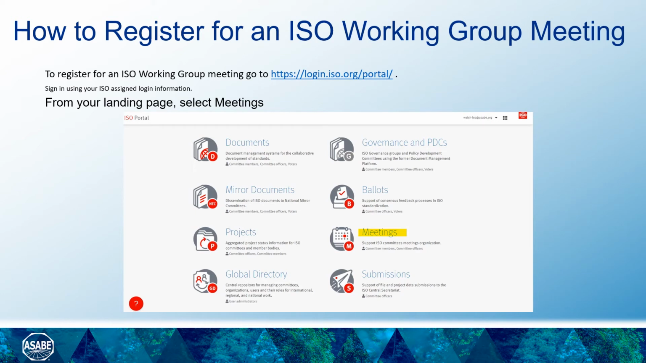Now that you are a working group member, you'll need to register yourself for any working group meetings. This process is the same whether you are a Canadian or US expert on an ISO working group. You will first go to the ISO portal and log in with your ISO credentials. Select Meetings.